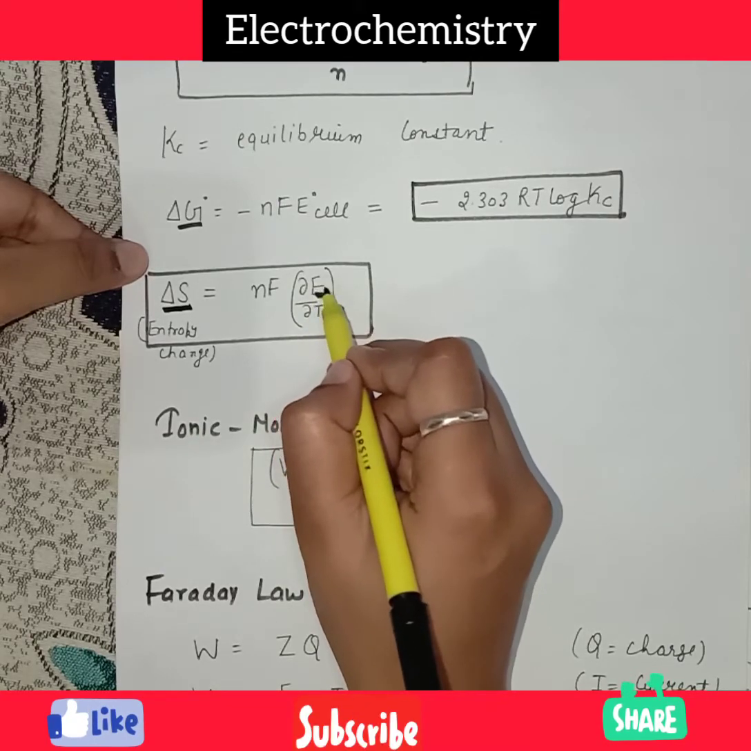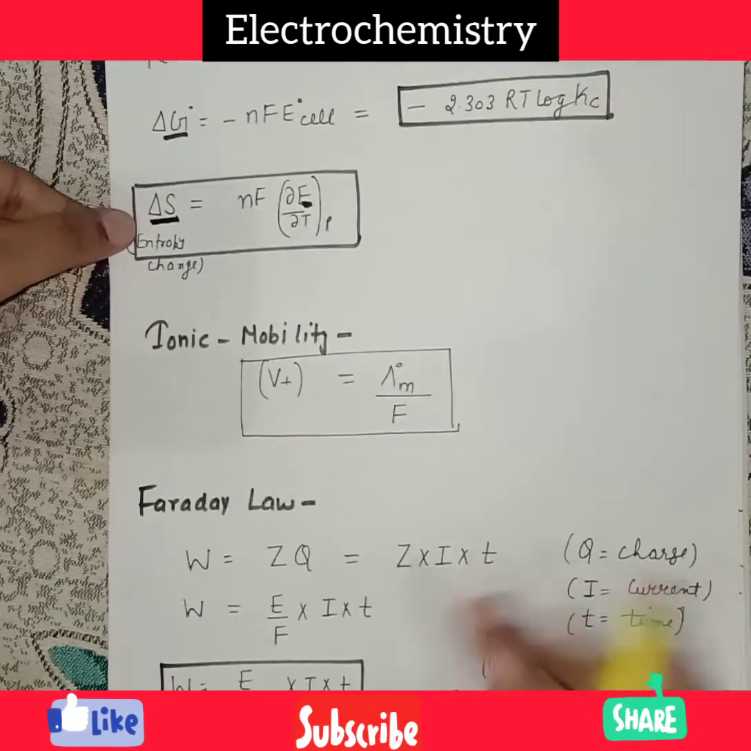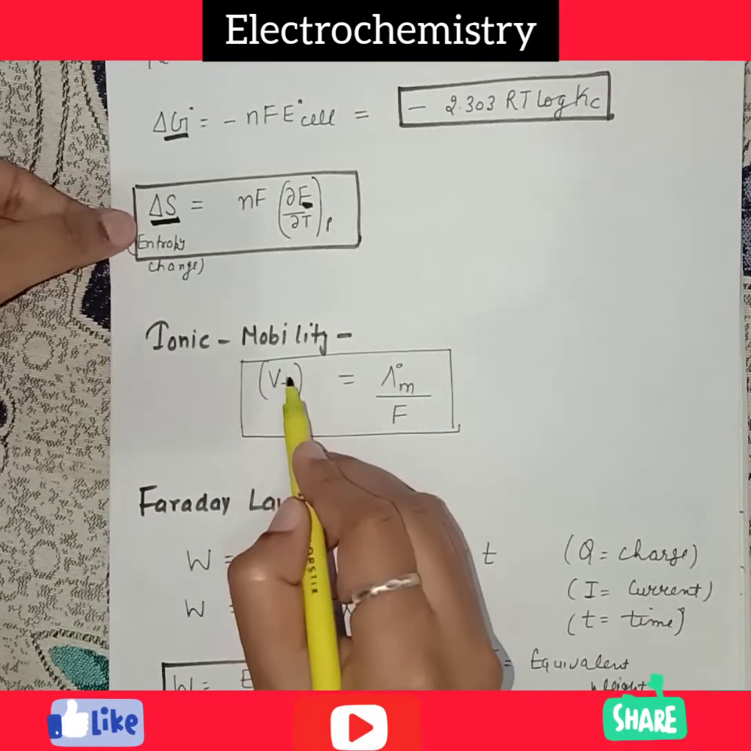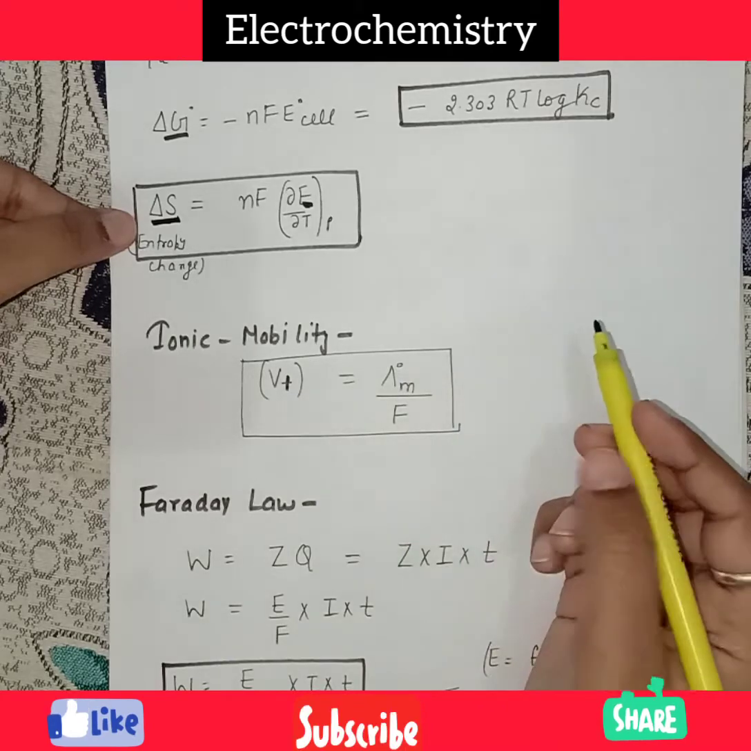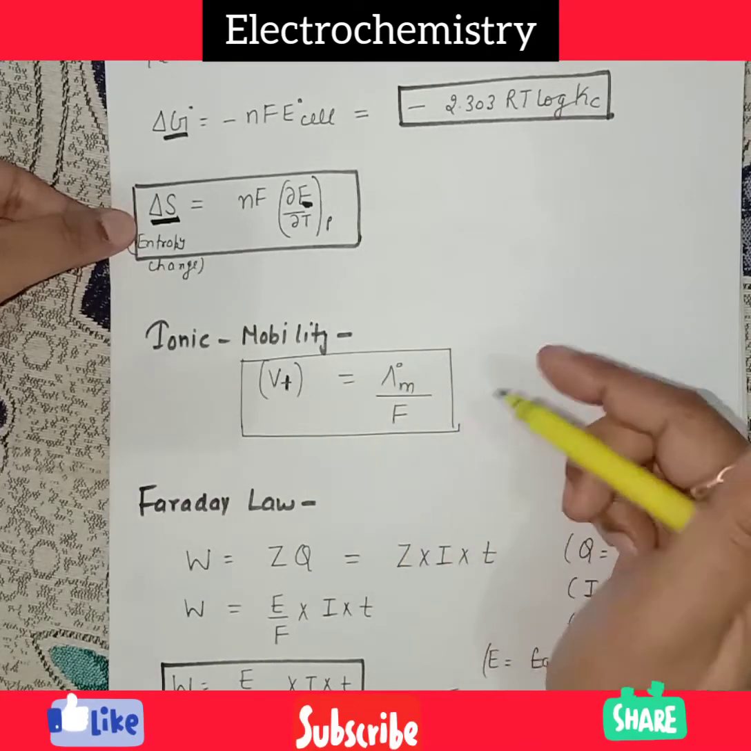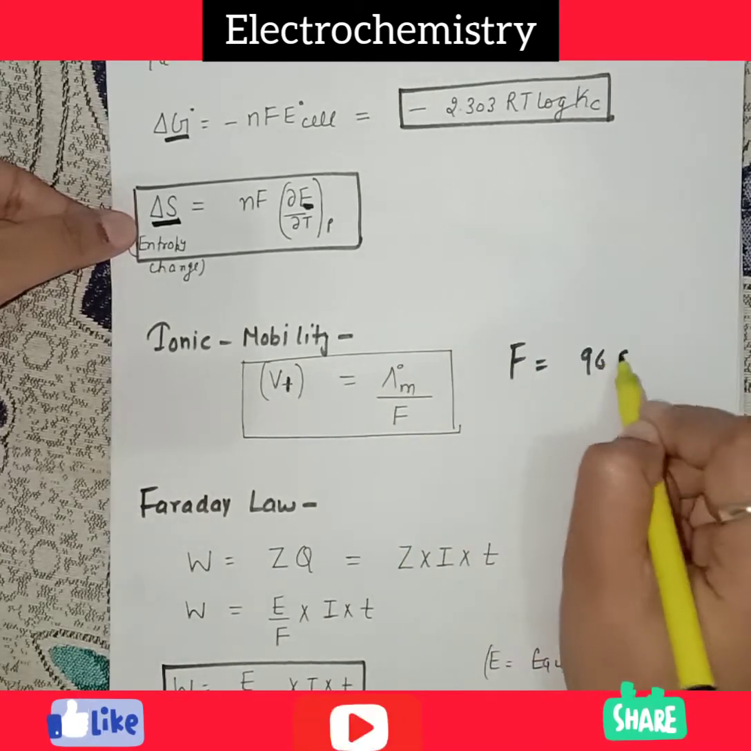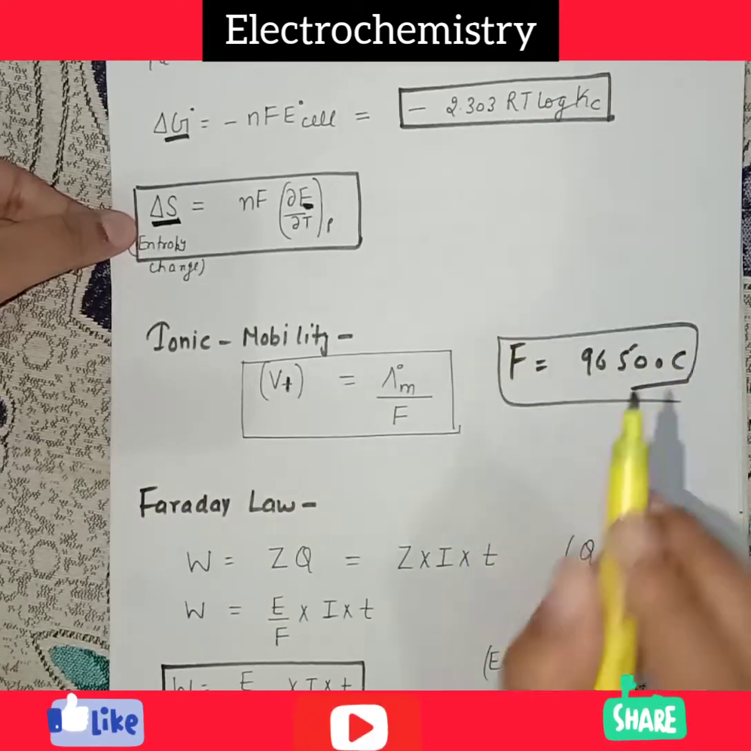Okay, this is the derivation of E cell. And ionic mobility is denoted by v positive and negative, and this is the molar conductivity at infinite dilution upon F. F is equal to 96500 coulomb. It is 1 Faraday.